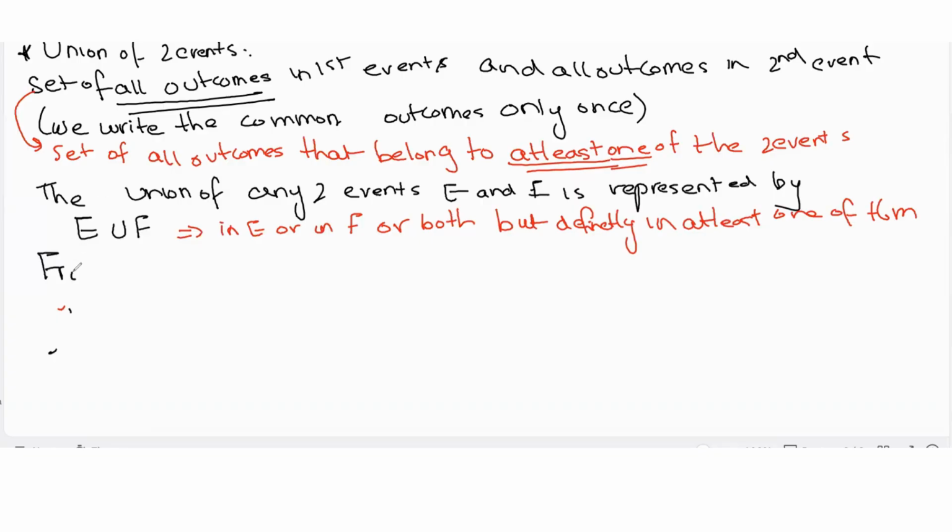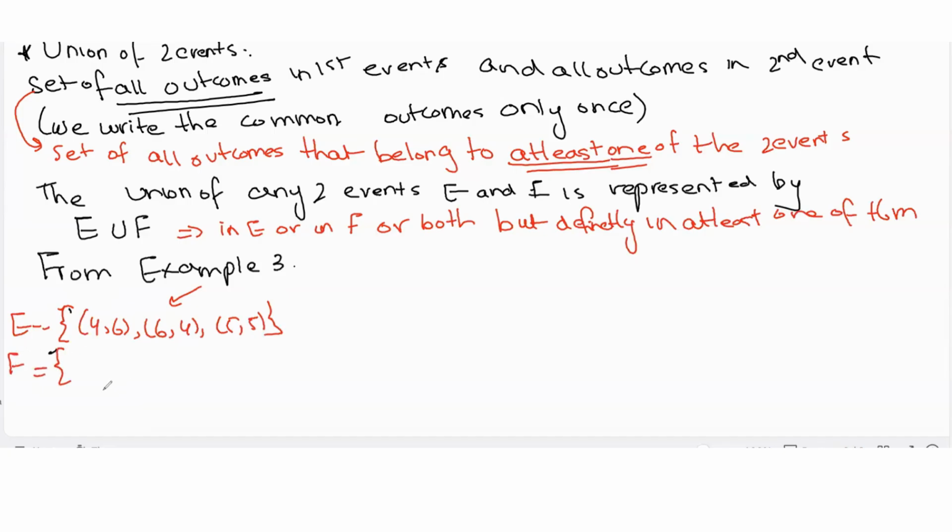So if we return to example 3, let's quickly write down the E and F that we just saw. Example 3 was the two dice being rolled. So from example 3, we know E includes outcomes 4, 6, 6, 4, and 5, 5, right? And F was the event of the same number on both dice. So it includes 1, 1, 2, 2, 3, 3, 4, 4, 5, 5, and 6, 6, right? This is what it includes.